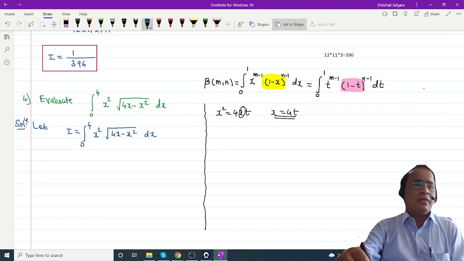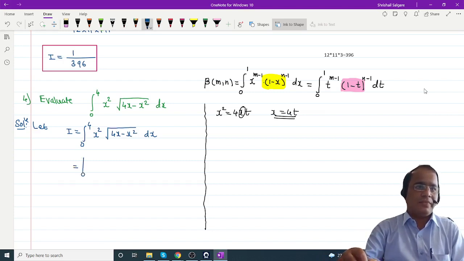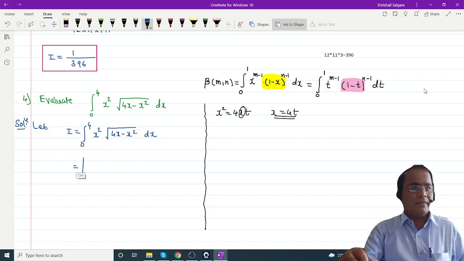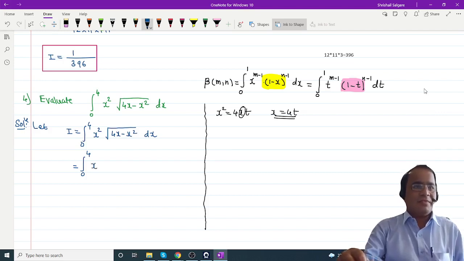Prerna, yes, continue. Sir, we have to simplify first, under root 4x minus x square. I will try to simplify this, then we apply x is equal to 4t. Very good. So here I will take x as common for the radical, and the remaining comes as 4 minus x. Your substitution is correct, but how to guess, that is the question.